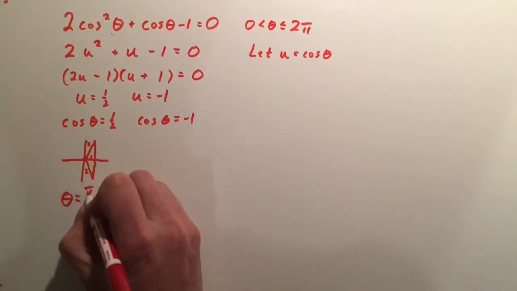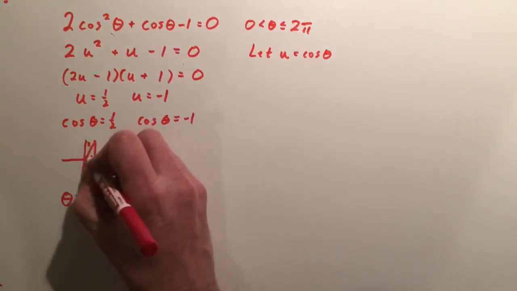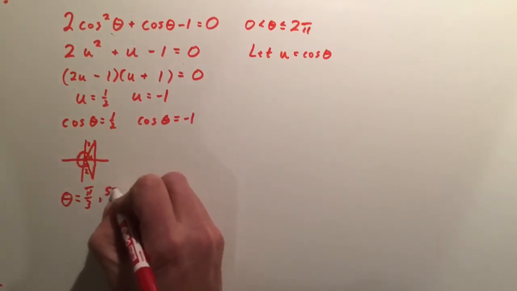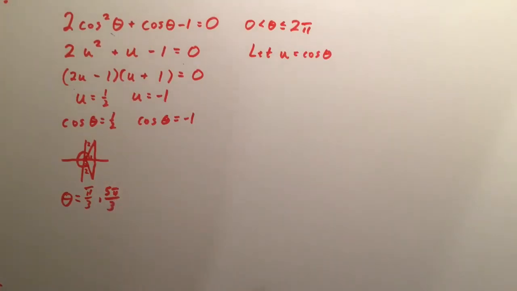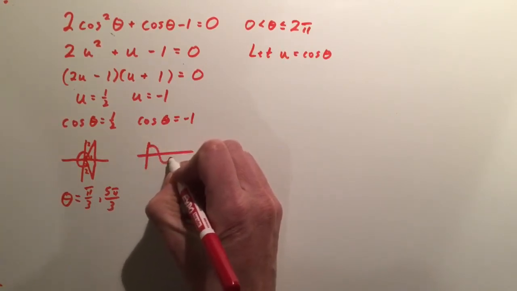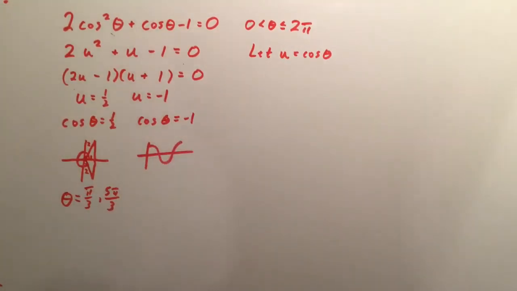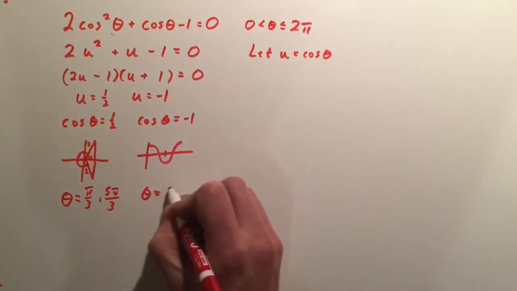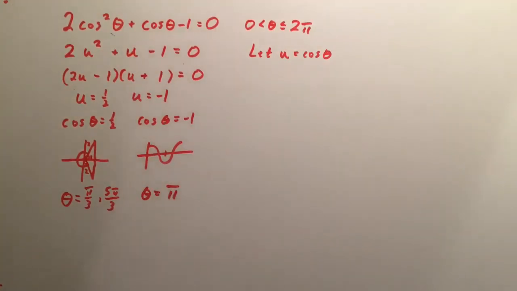pi thirds. And I know this other angle right here is going to be 5 pi thirds. Now, if I want to know cosine theta equals -1, I will go ahead and just try to visualize the actual graph of cosine theta. And that is -1 when theta is pi. So those are your three solutions to this. Theta is pi thirds, 5 pi thirds, or theta is pi.